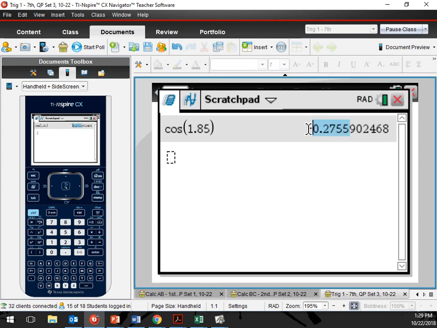Negative 0.2756. Remember, whenever I'm approximating for one of these, I want 4 decimals here. Do 4 decimals, okay? It's going to make sure you're always going to be correct. The more decimals you use, the more exact your answer is going to be. What page are we on? All right, so we get negative 0.2756.